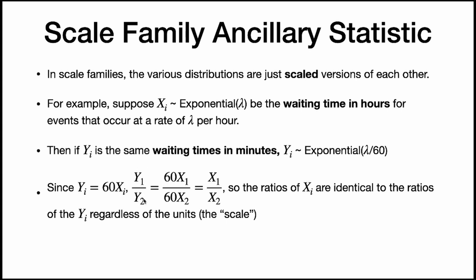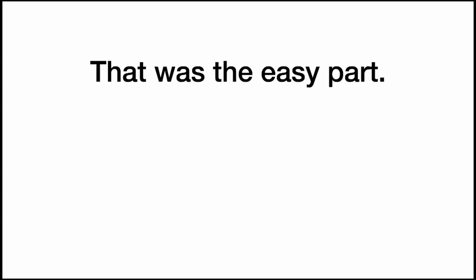And since y is directly related to x using this formula, when we take a ratio of times, whether we measure that time in hours or in minutes, the ratio is the same. Okay, so the ratios of various values are identical regardless of the units, regardless of the scale, meaning regardless of what our parameter lambda is, whether it's lambda or lambda over 60. So various types of ratios are ancillary to the parameter. They do not depend on the parameter. So in scale families, many types of ratios are ancillary.